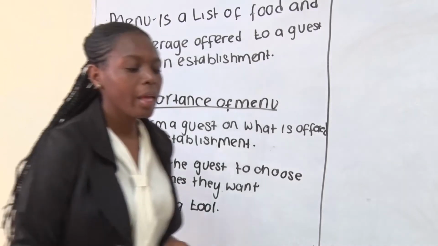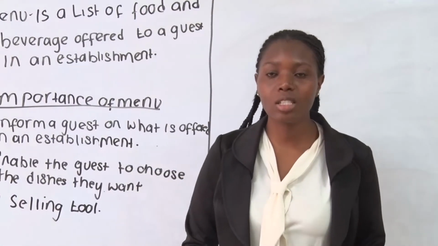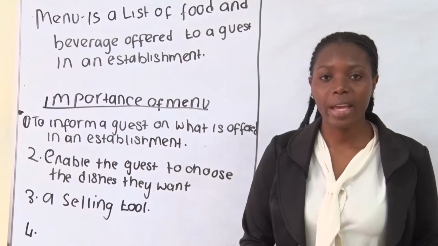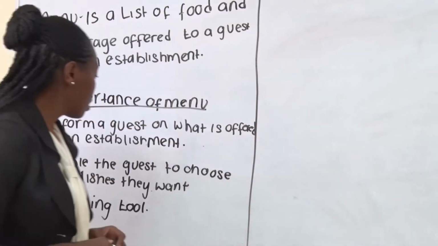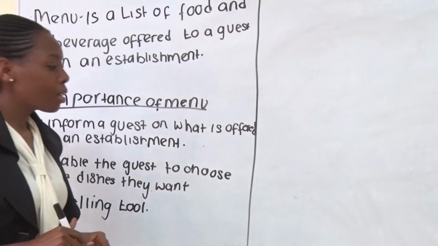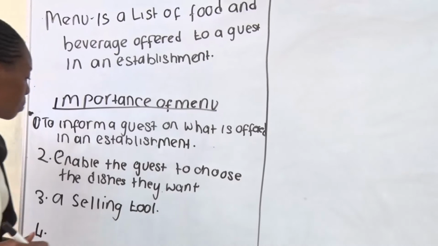Number 4, it helps the caterer to know the ingredients to use when producing the meals. He will be able to plan before and also to purchase the ingredients that will be used.